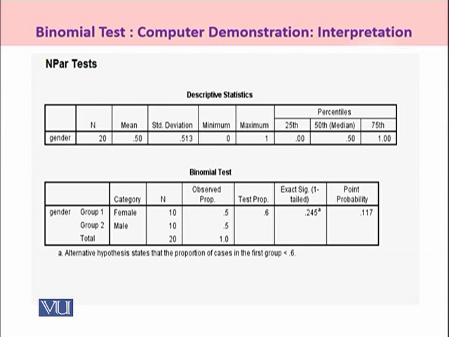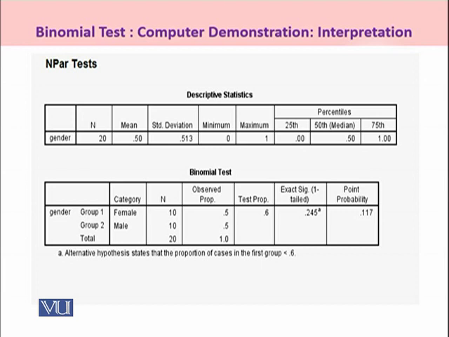The objective of this binomial test was to test the hypothesis that the proportion of females is more than 60% in the sample information we have obtained. So in order to test, we have entered the data into SPSS, and this is the output we are going to discuss after we have entered that data.